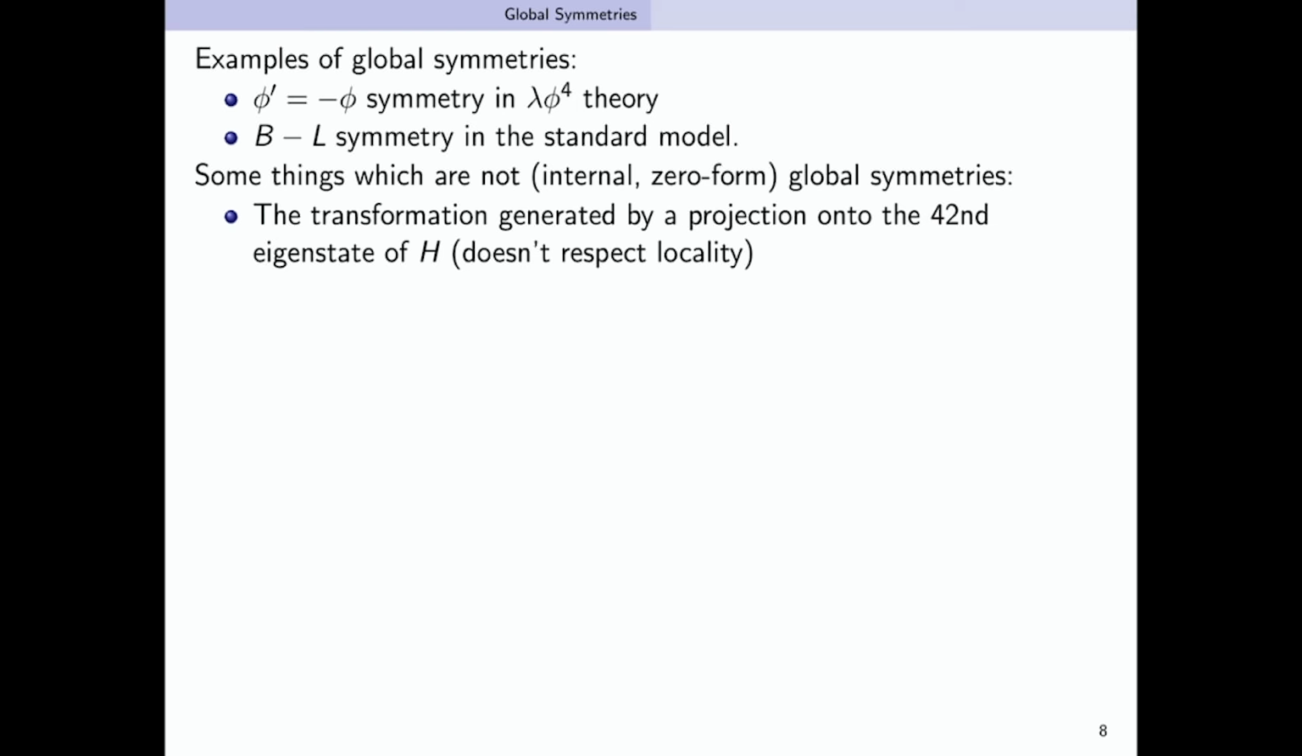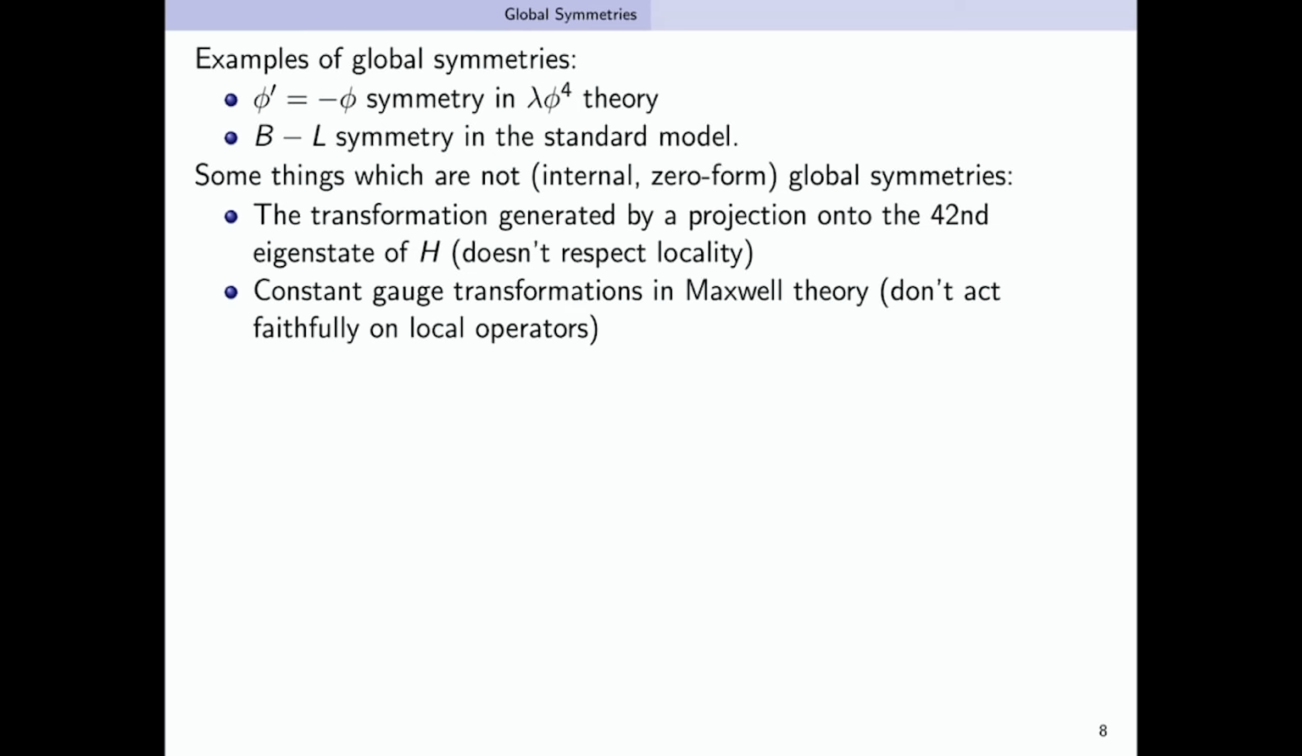My favorite one that I always bring up is you can take the projection onto the 42nd eigenstate of the Hamiltonian and view that as a symmetry generator. It commutes with the Hamiltonian, but it does not respect locality. So this is the analog of a discontinuous function from the point of view of this way of thinking. You shouldn't talk about it.